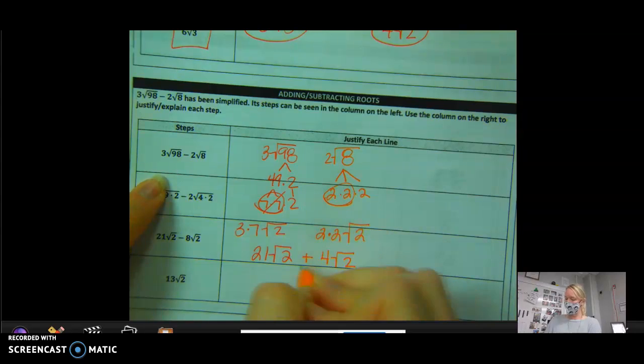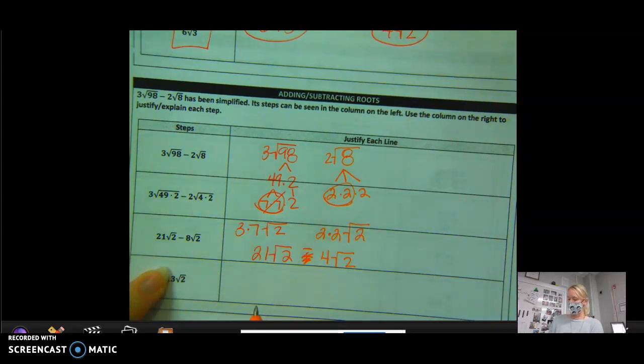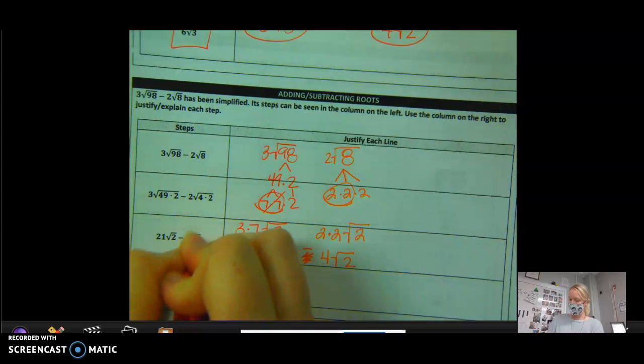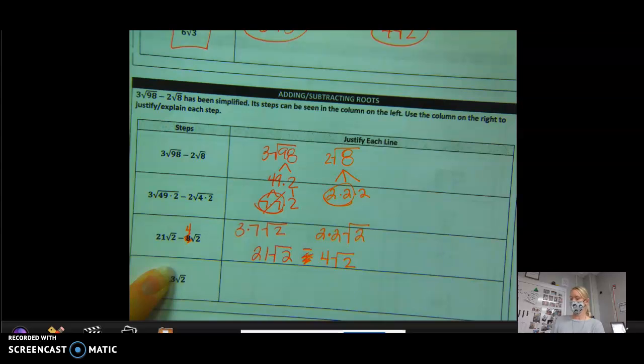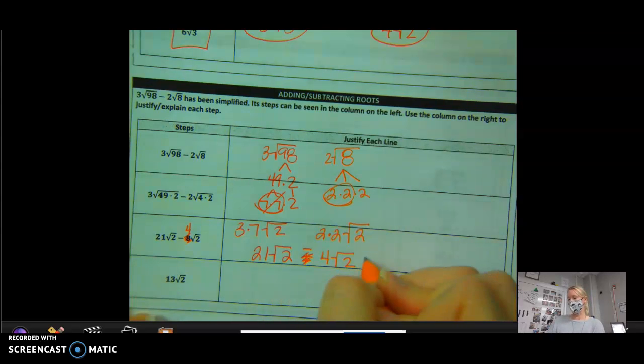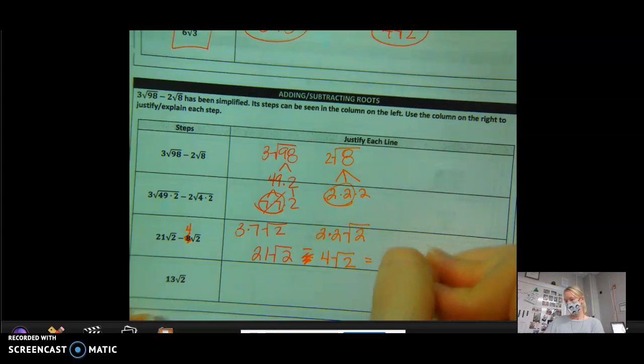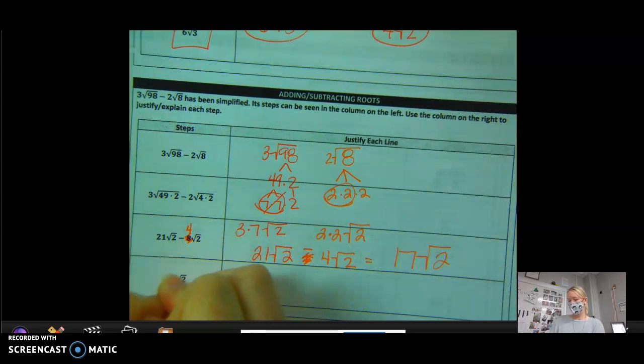I'm going to add these two. Oh, no, I'm not going to add them. What am I going to do to them? Subtract them. So there's actually a mistake over here, guys. This 8 should be a 4. What is 21 square roots of 2 minus 4 square roots of 2? So there's also a mistake in the answer. That should be 17.